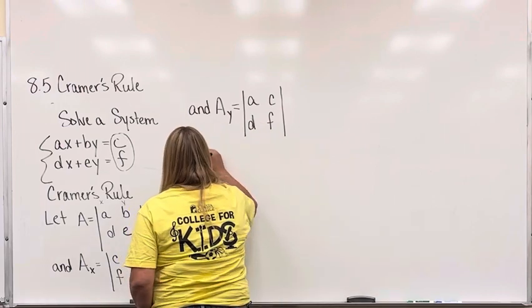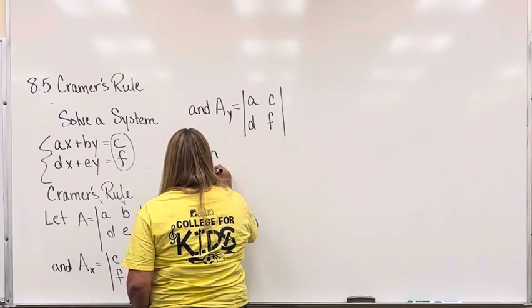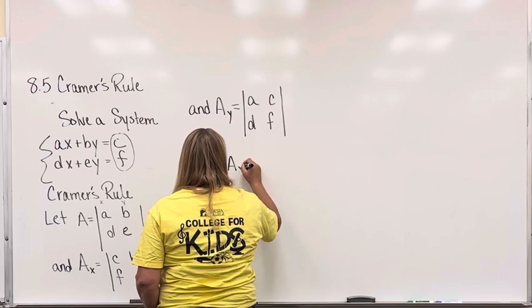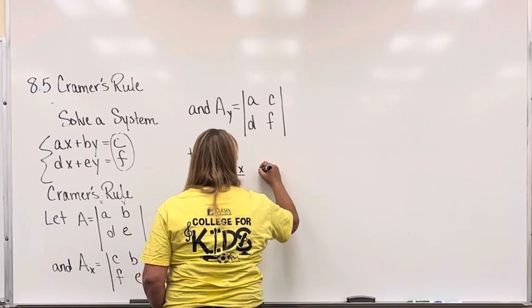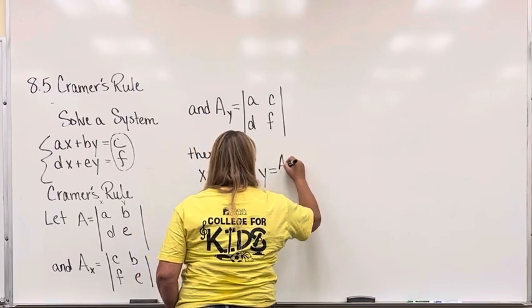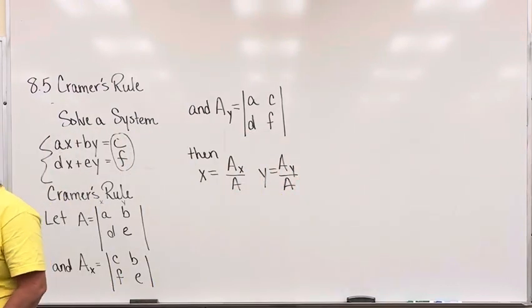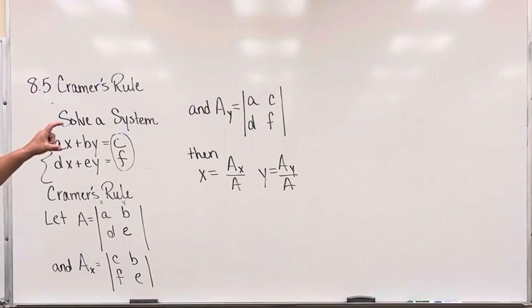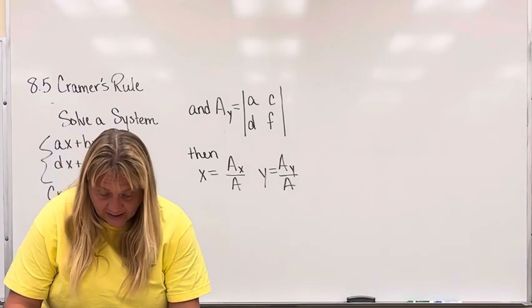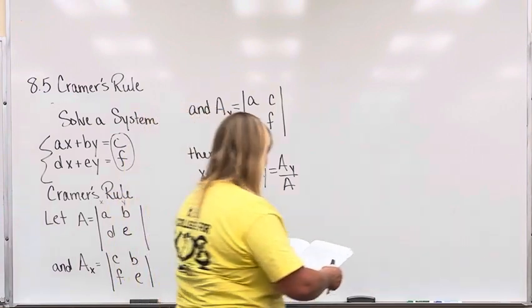Then X equals A sub X divided by A, and Y equals A sub Y divided by A. Done. So if we find three determinants and then two little fractions, the problem is done. So the biggest issue here is making sure that you put the C and the F into the correct spots. So let me show you, let's get an example up here and we'll see what we got going on here.